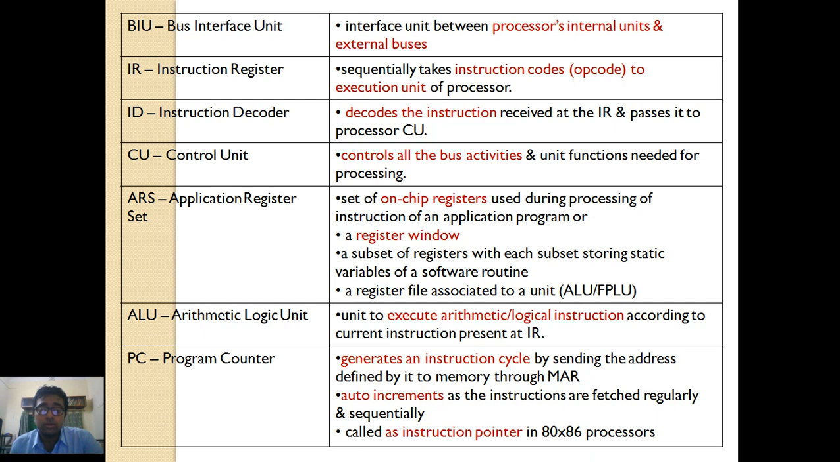And the program counter, this is the PC. That is also a very important factor. It generates an instruction cycle by sending the address defined by it to memory through the memory address register. It auto-increments as the instructions are fetched regularly and sequentially, and is called the instruction pointer in the 8086 processor. Okay, let's go to the next slide.